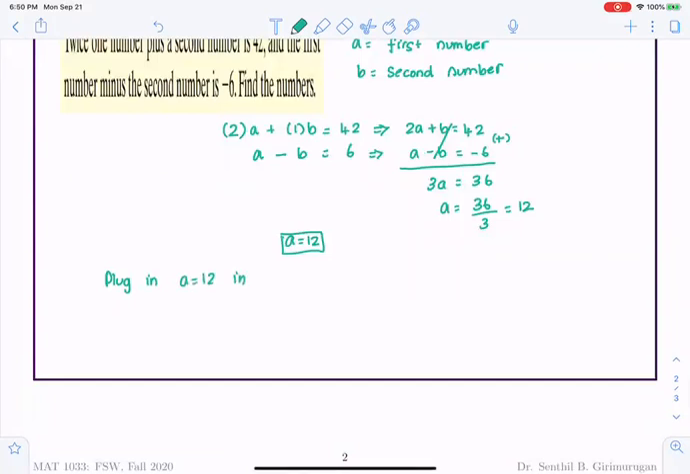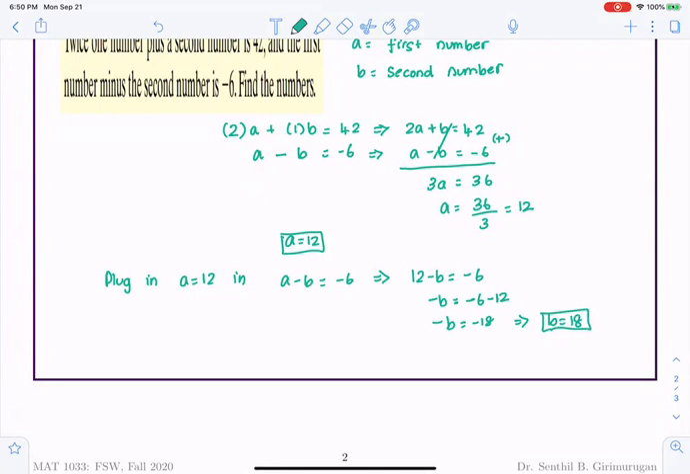And we just have to plug this in one of the two equations. It really doesn't matter which one you pick. So you plug in A equals 12. I'm going to pick the second one. A minus B equals 6, which would mean 12 minus B equals 6. Minus B would be equal to 6 minus 12. So minus B is negative 6, which would mean B is 6. So the first number is 12 and the second number is 18.